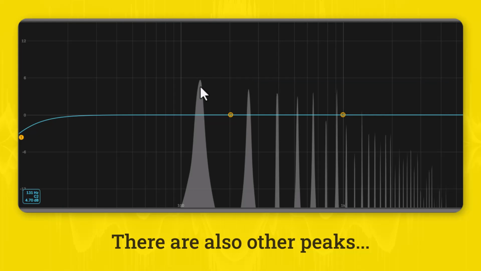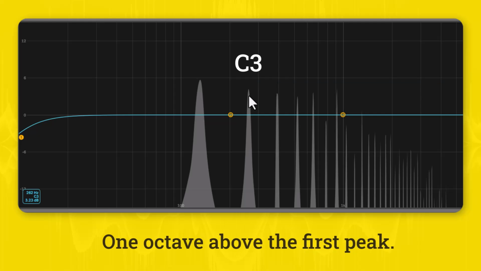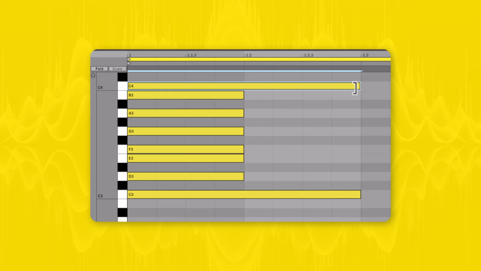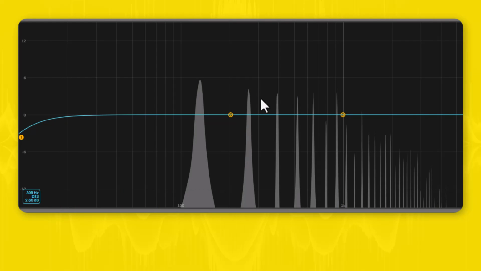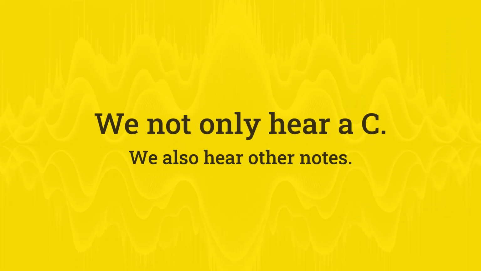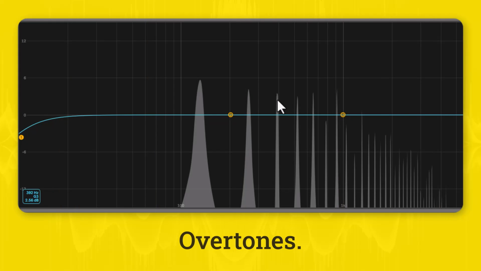Let's take a look. The next one is at C3, which is simply 1 octave above the first peak. Also no surprise here, because it's the same note, just 1 octave higher. But the next peak is interesting. It is a G3. So when we play a C on the cello, we not only hear C, but also other notes. These are the so-called overtones.